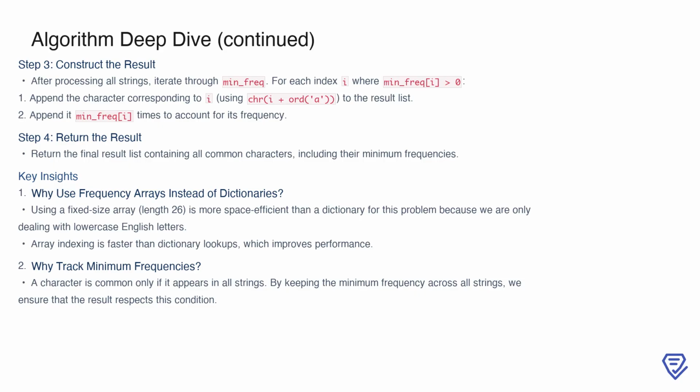Additionally, we append it multiple times based on its frequency stored in min_frequency. This ensures that the result respects the minimum occurrence of each character across all strings. Finally, we return the constructed result list. The approach is efficient because we use arrays instead of dictionaries for frequency tracking, which saves space and speeds up lookups. By focusing on minimum frequencies, we ensure that the solution accurately represents only the characters shared by all strings.